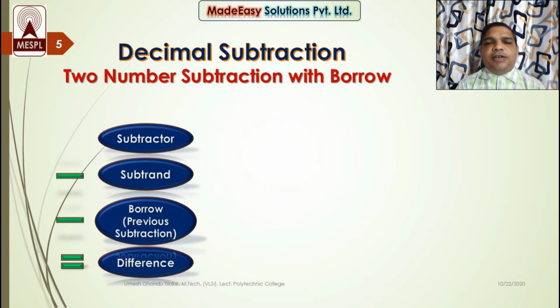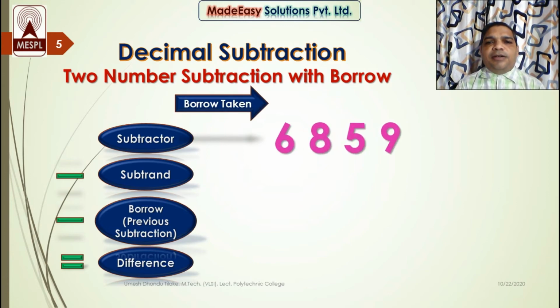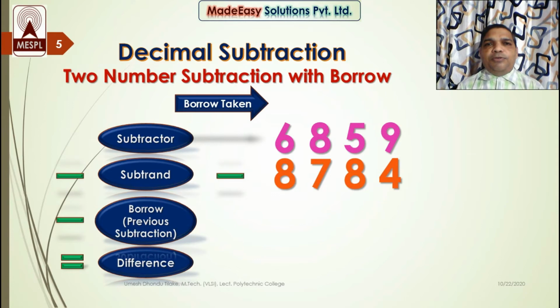Here I have arranged the equation in vertical manner as I had done in the previous slide, and I will place a borrow above the subtractor digits. So let's consider the subtractor as 6859, and it will subtract the subtrahend 8784. So if you see, I have considered the same numbers which I had considered in the previous example. The only difference is that I have shuffled the subtractor and subtrahend.